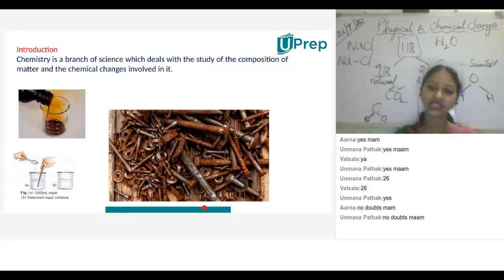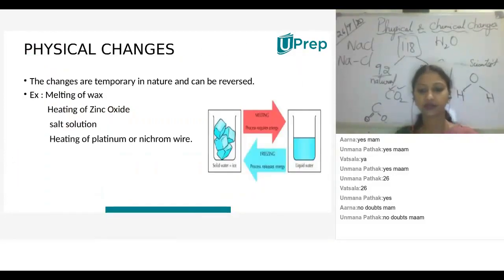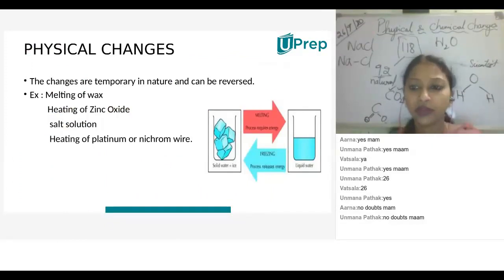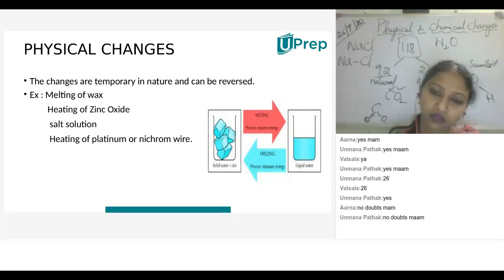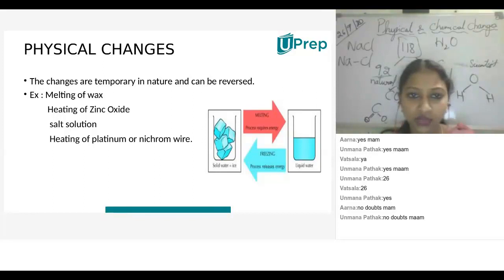What do you mean by physical changes, children? Ma'am, a change in which no new substance is formed, the change is temporary and it can be reversed. That is called a physical change. Excellent, very good. So we can say that the change only occurs physically, not with the chemical composition.